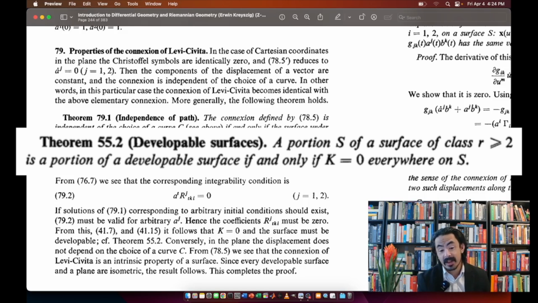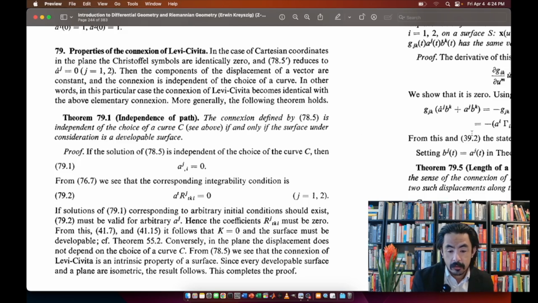So if we have capital K equals 0, Gaussian curvature equals 0, then the surface or manifold is isometric to n-dimensional Euclidean space, basically, or like a Euclidean plane. Conversely, in the plane, the displacement does not depend on the choice of a curve capital C. Again, from the differential equations of the connection of Levi-Civita, we see that the connection of Levi-Civita is an intrinsic property of a surface, namely that it depends only on the first fundamental form. Since every developable surface and a plane are isometric, the result follows.